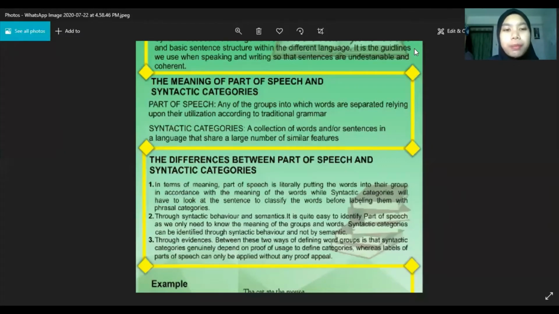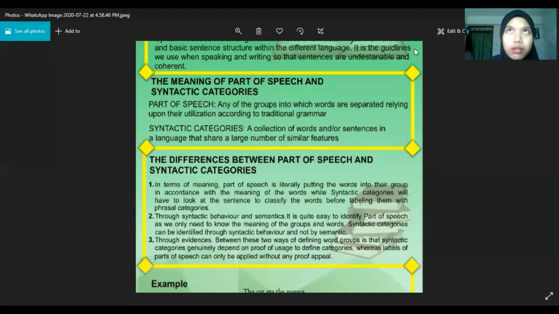The meaning of part of speech is any of the groups into which words are separated, relying upon their utilization according to traditional grammar. In simple words, it means any of the words will belong to the groups according to their usage. For example, Kuala Lumpur is a name for a place. Therefore, it belongs to nouns, because nouns name any place, animal, human being, objects, some sort of thing.